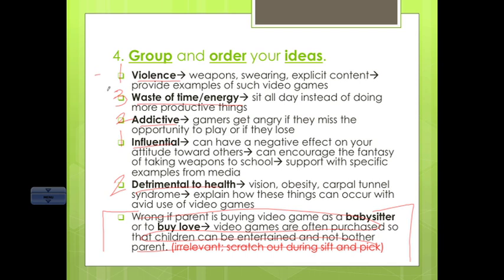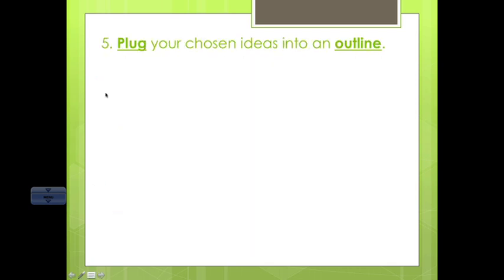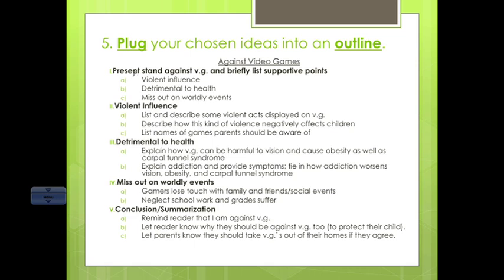So I've got my ones, I've got my twos, and I've got my number three, okay? That's how I'm grouping and ordering my ideas. Okay, so now that we figured out how to group and order our ideas, we're going to look at how we're going to plug and choose our ideas into an outline. This is very simple. Remember, this was our number one, our number two, and our number three, right? Our points, that was the order that we ordered them in, 1, 2, and 3, okay?